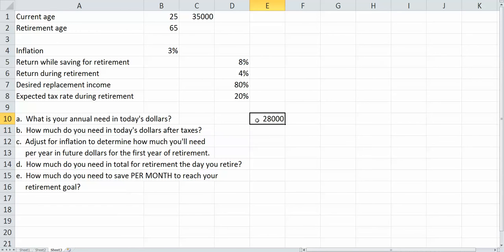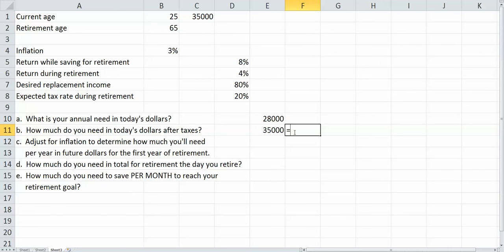However, if I withdraw 28,000 every year, I will have to pay taxes on it. And I think my tax rate during retirement will be 20%. So what I really need to generate is 28,000 divided by 1 minus that tax rate of 20%. So I actually need $35,000, so that once I pay my 20% tax rate on it, I'll have 28,000.